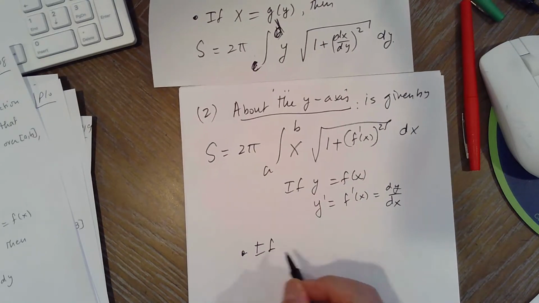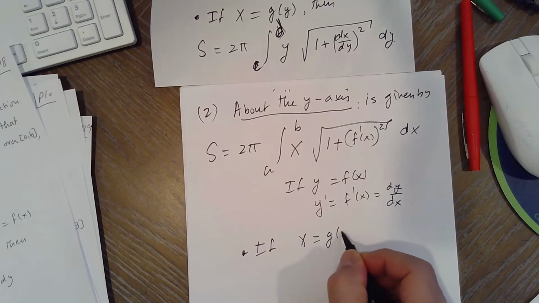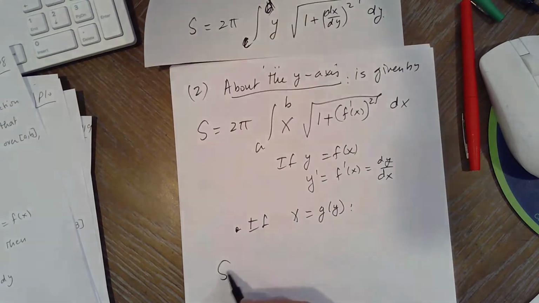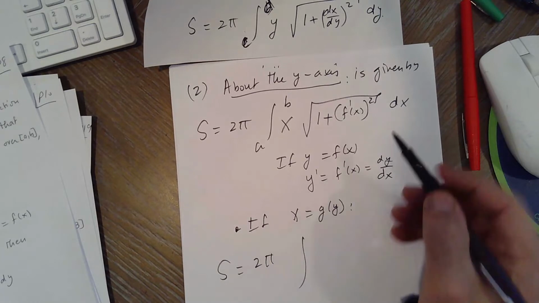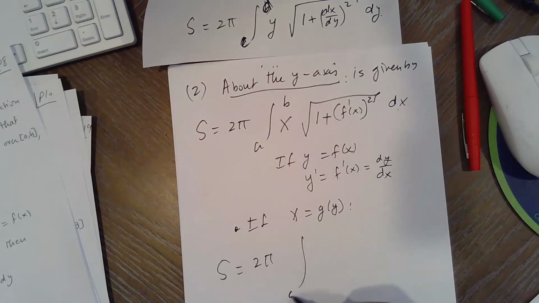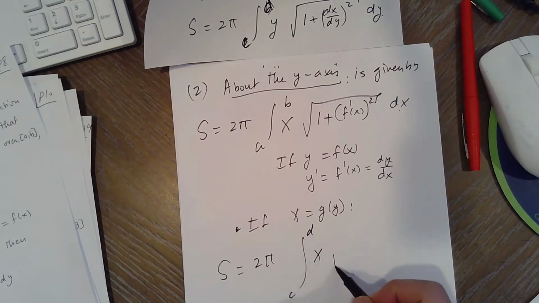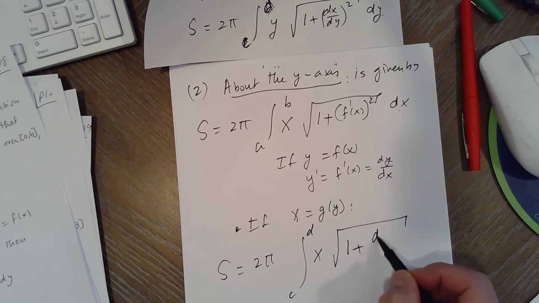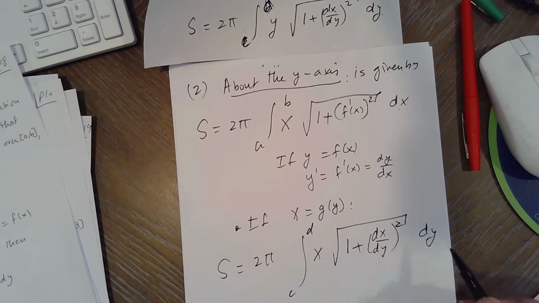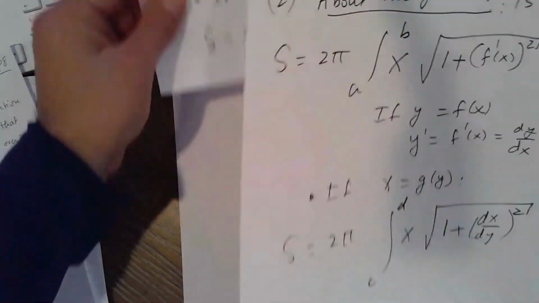Now, if x is isolated, then the formula is going to be slightly different. It's 2 pi, and instead of x being between a and b, y is between c and d, integral of x times the square root of 1 plus dx by dy, squared, dy. So we're going to keep these handy because we're going to go over a lot of examples to clarify them.